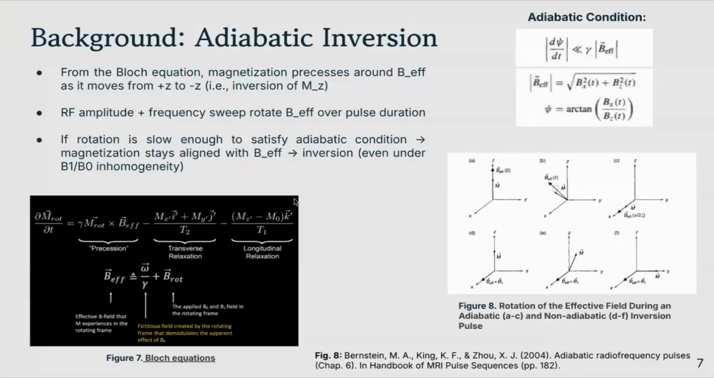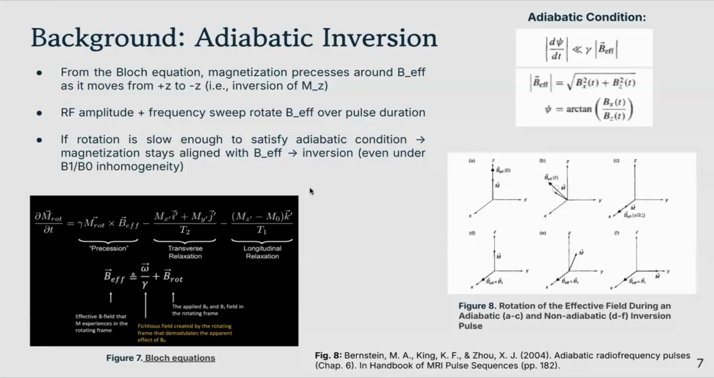So for a little bit of background on adiabatic inversion specifically, in a rotating frame, the Bloch equations in Figure 7 describe how magnetization precesses around the effective field B_eff with respect to changes in RF amplitude and frequency sweep over the pulse duration. If the rotation is slow enough to fulfill the adiabatic condition, magnetization stays aligned with the effective field and is carried from positive M0 to negative M0, producing a robust inversion even under B1 and B0 inhomogeneity.